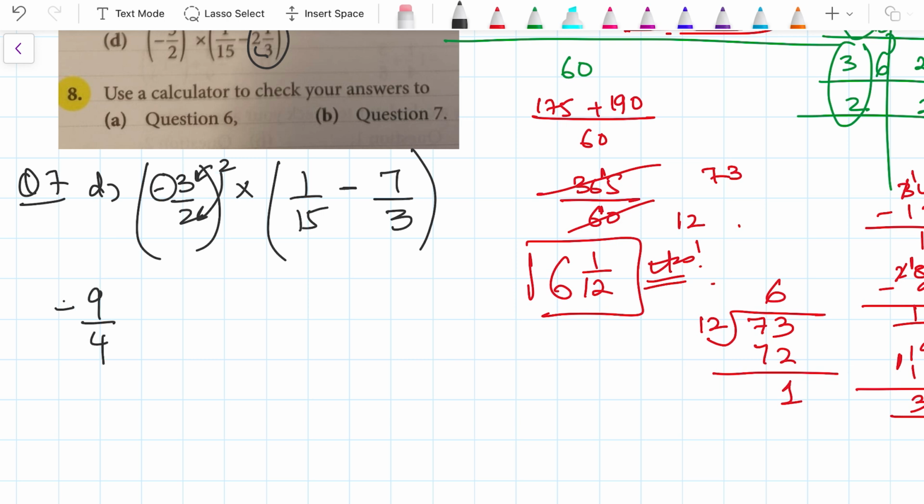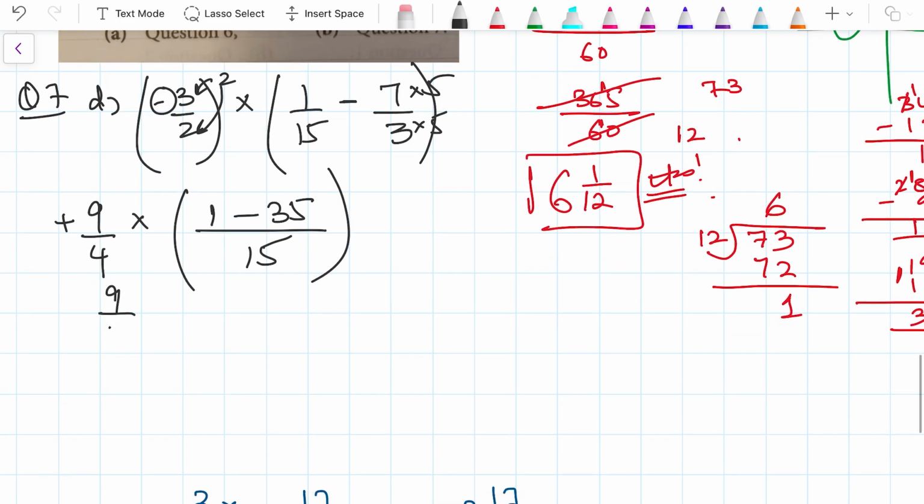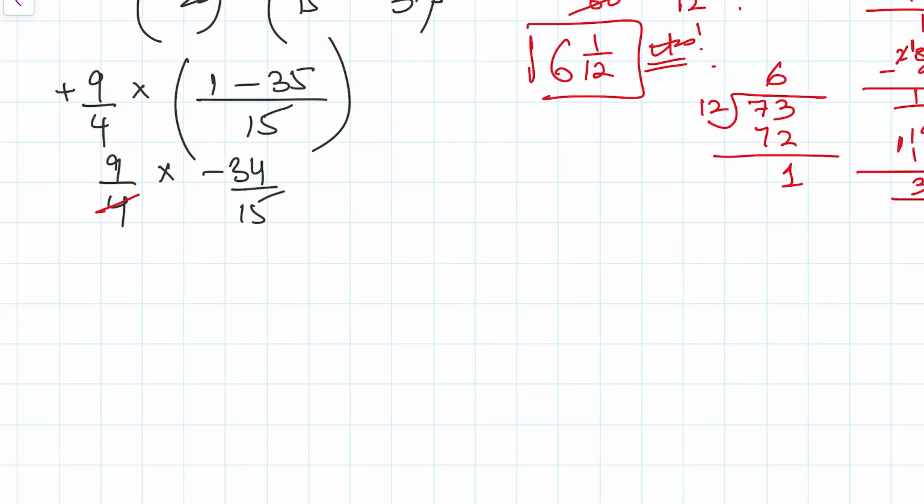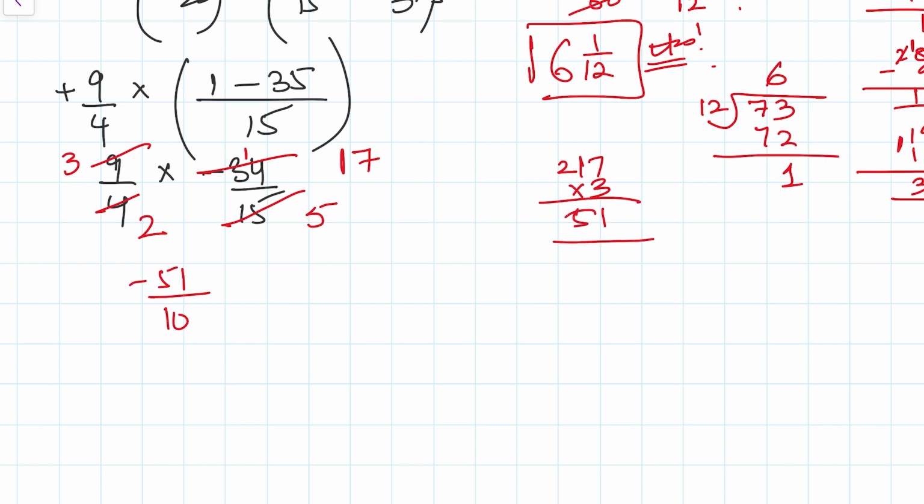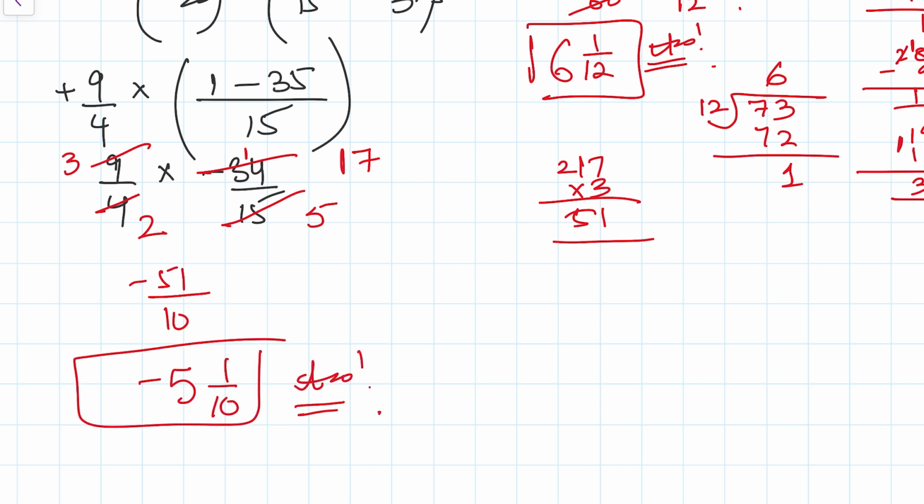Minus minus becomes a plus. Make the denominator same here. 9 upon 4 into minus 34 upon 15. 2 times 2, 2 times 1, 2 times 7. 3 times 3, 3 times 5. So it becomes 17 into 3, which is 51 upon 10. Minus 5 whole 1 upon 10 is going to be my answer.